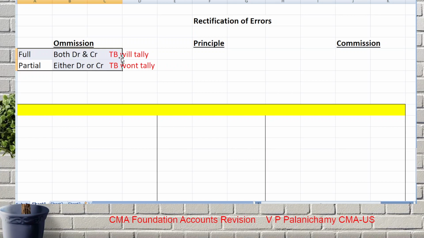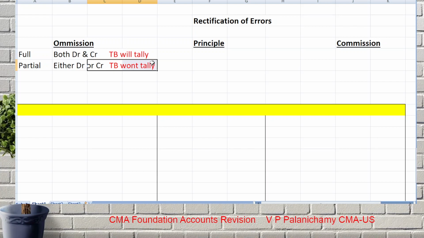Partial omission na either debit is omitted or what? Credit is omitted. Salary not posted in salary account or not posted in cash account. Purchases not posted in purchases account or not posted in cash account, creditors account na one side error and that is called as what? Partial omission. Either debit or credit is omitted, trial balance will not tally. Now debit side la post பண்ணிருப்போம், credit side la post பண்ணிருக்க மாட்டோம். அப்ப என்ன இருக்கும்? Debit side will be more.